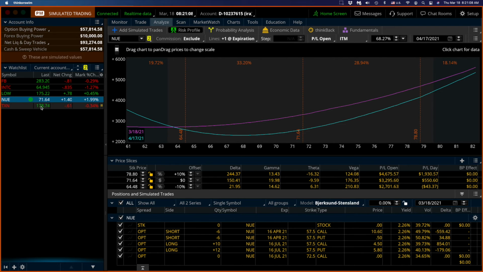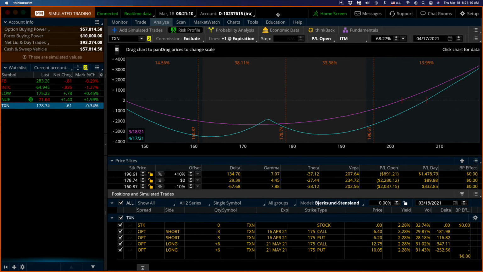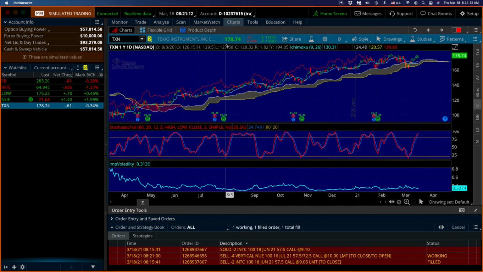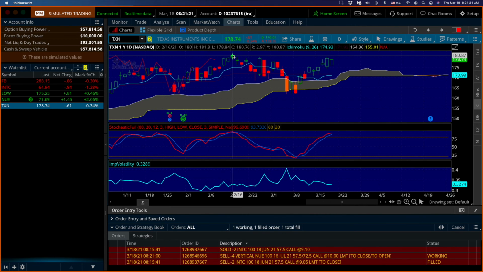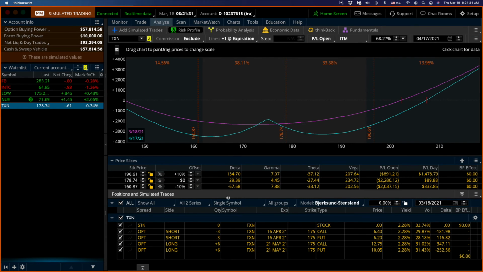Let's go to Texas Instruments. I think that's what that is. Yes, Texas Instruments, and it's very close to reaching a new high. So I'd like to be bullish on this one. It's going to break out. If it does exceed this previous high, it will break out significantly. Right now it's pulling back a little bit. Let's go to the Analyze tab.